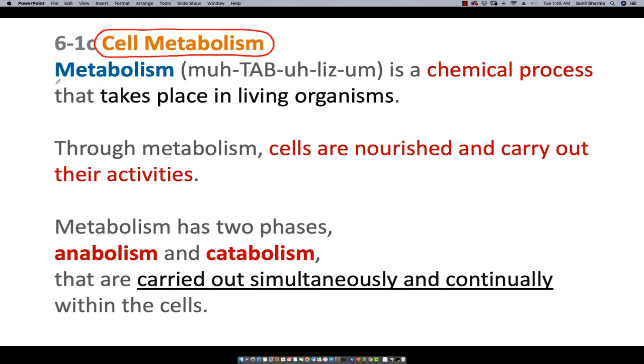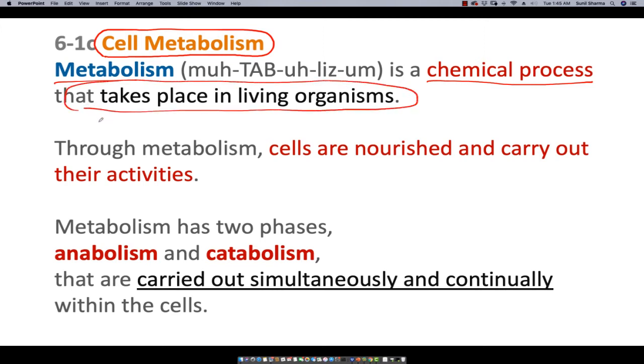Cell metabolism. Metabolism is a chemical process that takes place in living organisms. Through metabolism, cells are nourished and carry out their activities. And so there are two phases of metabolism. The two phases are called anabolism and catabolism.